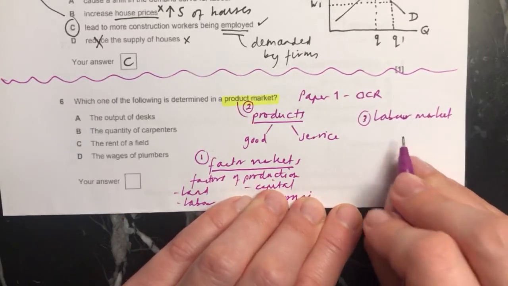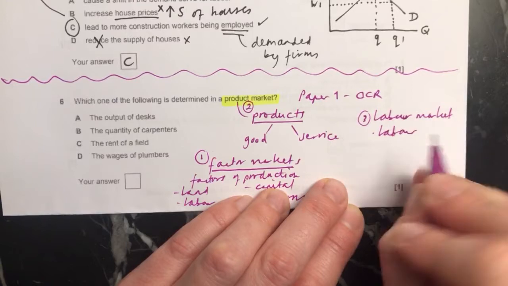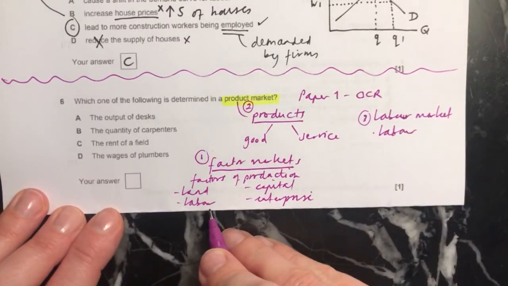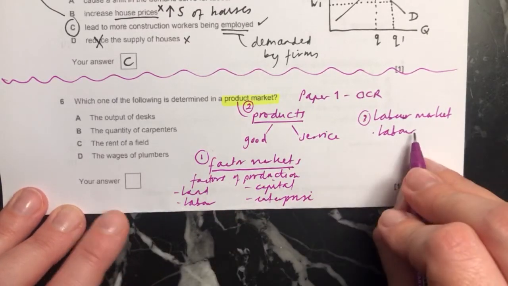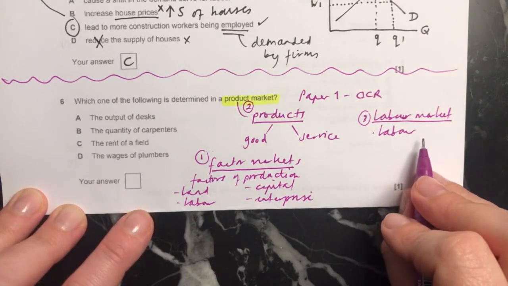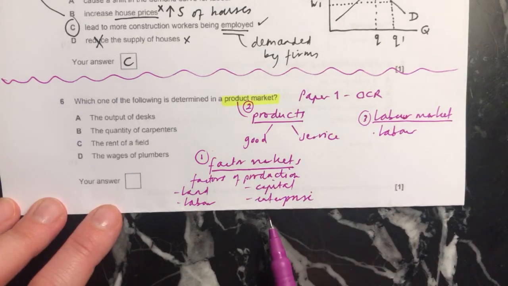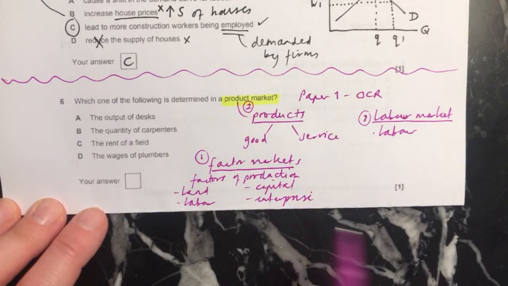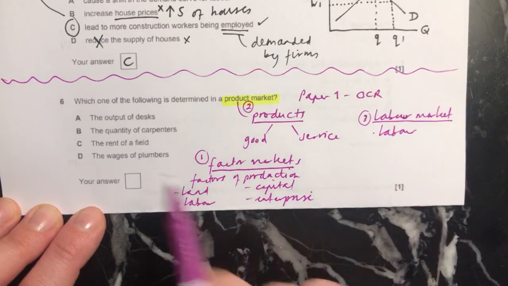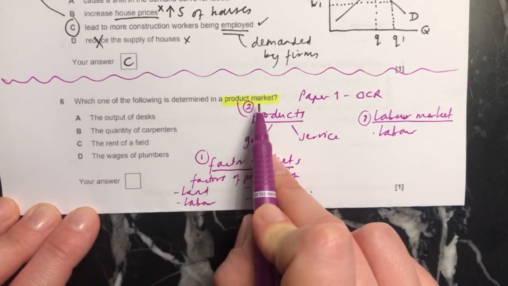And in the labour market, you are buying and selling people's labour. That is one of the factors of production down here. But a labour market specifically, that's where you're finding out what your wage rate is. And you need to make sure that you're clear on the separation of these 3 different types of markets in economics. So if we look over here, we want to know which of these is determined in a product market.